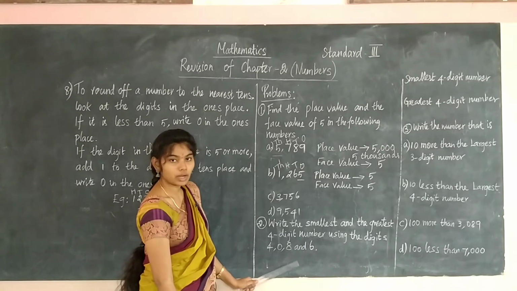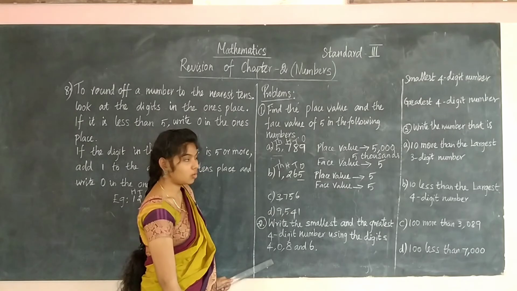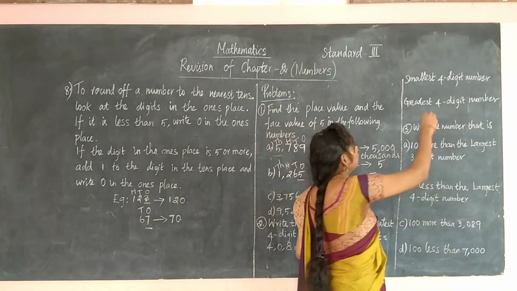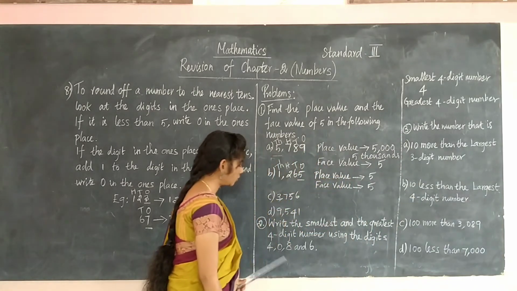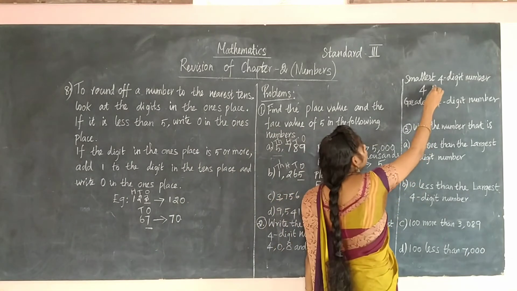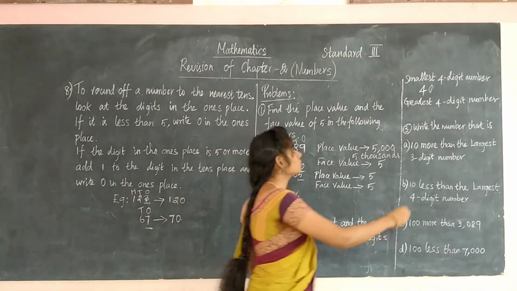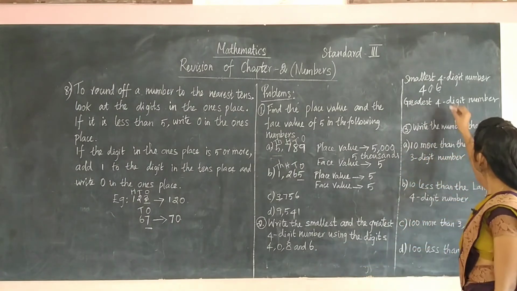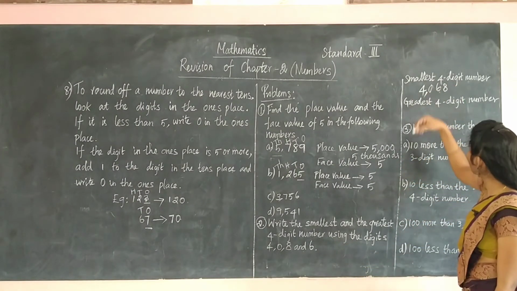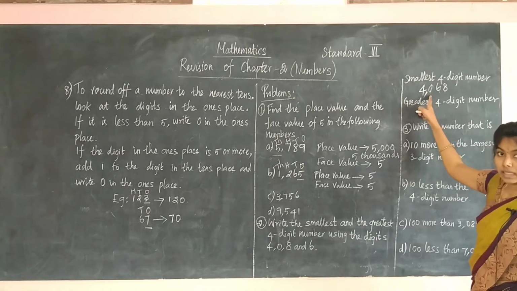But we should not write 0 at the first place. So next to 0, which one is the smallest number? 4. So first we write 4 for the smallest 4-digit number. Then we write 0. Next to 4, which one is the smallest number? Here 6 is the smallest number. So write 6 here. Then 8 is the last number. So this is the smallest 4-digit number. Between hundreds and thousands you will place the comma.